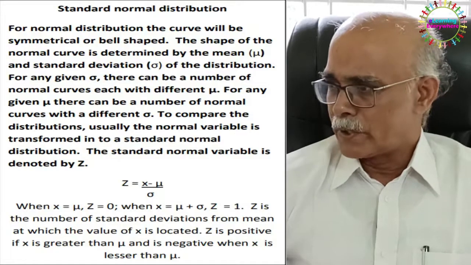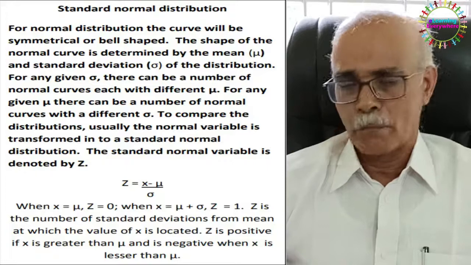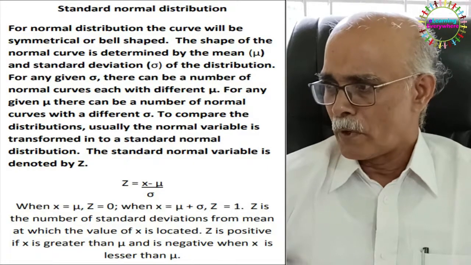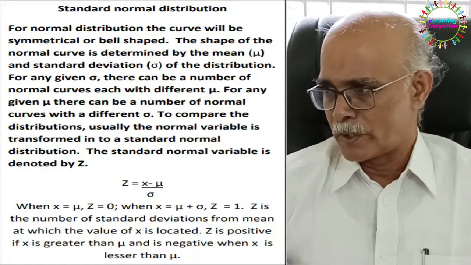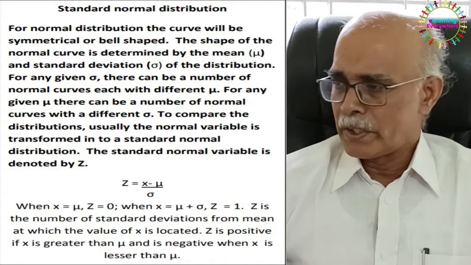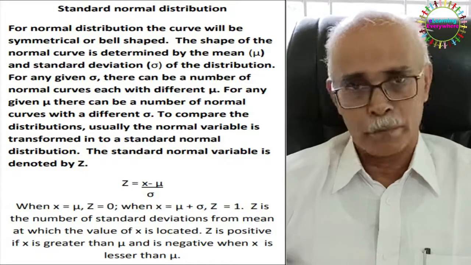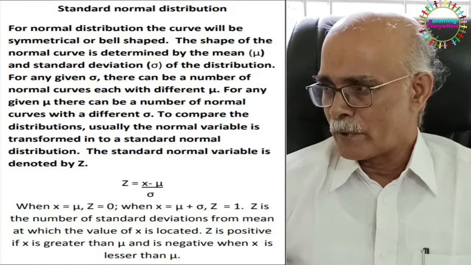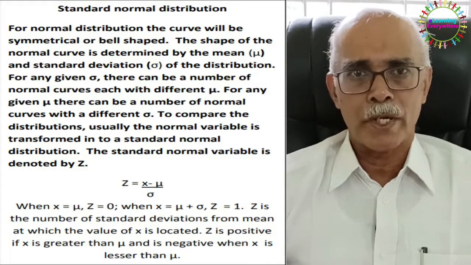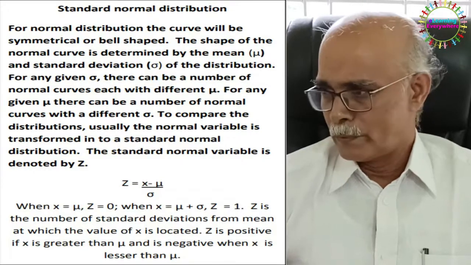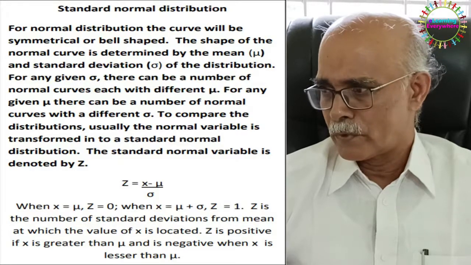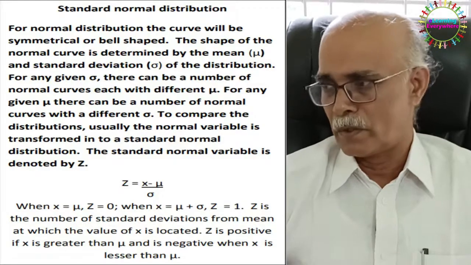For normal distribution, the curve will be symmetrical or bell-shaped. The shape of the normal curve is determined by the mean and the standard deviation of the distribution. For any given standard deviation sigma, there can be a number of normal curves, each with a different mean or mu. For any given mu, there can be a number of normal curves with a different sigma also.